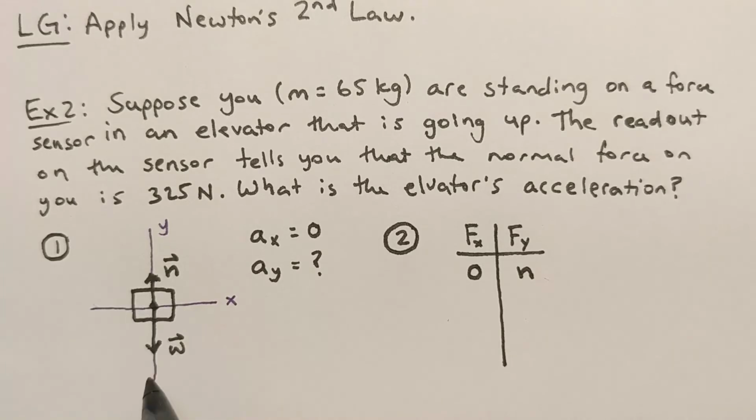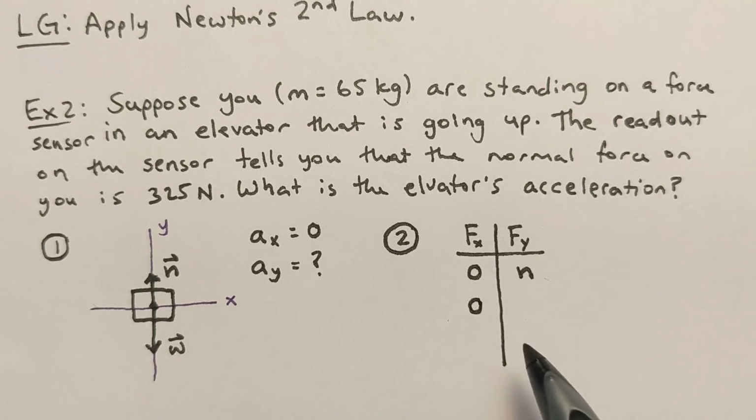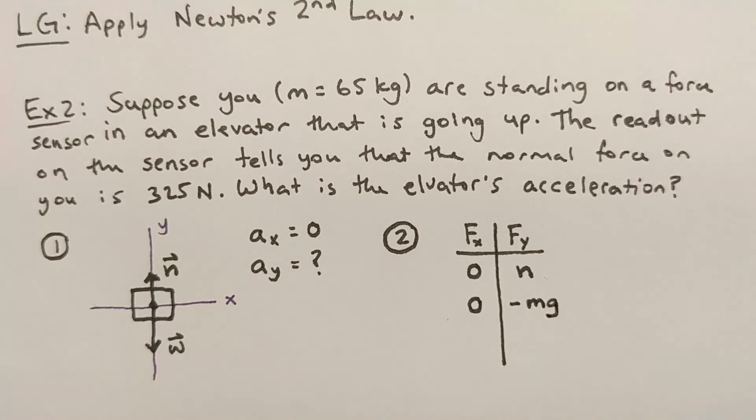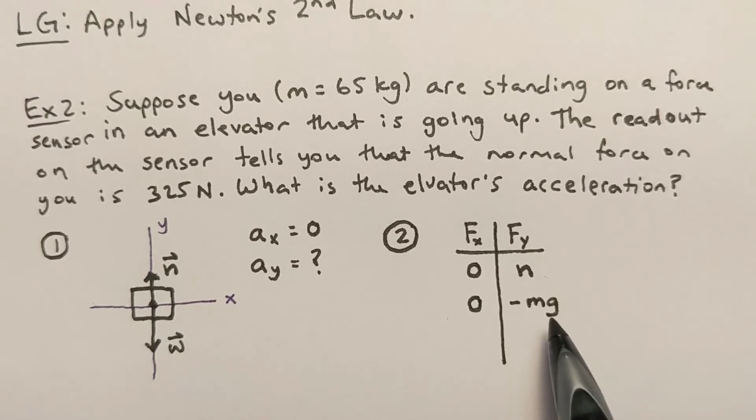The weight is pointing along the y direction, so again, there's no x component to the weight, and its y component is going to be equal to negative mg, because the weight is pointing in a negative y direction and its magnitude is mass times gravity, mass times little g. Remember, little g is positive 9.8 meters per second squared.